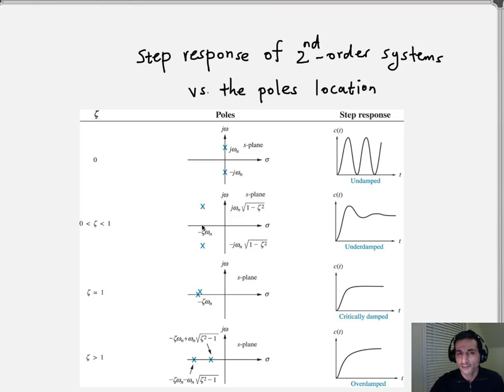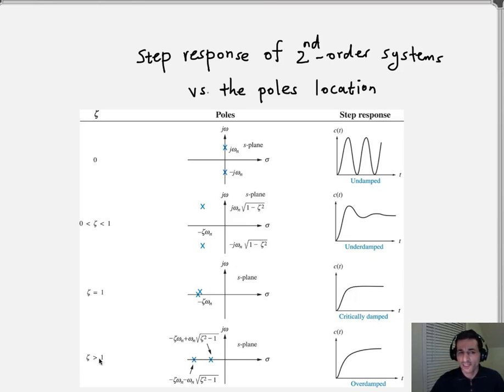The real part of both poles is negative zeta omega n, and the imaginary part is going to be plus minus omega n square root of 1 minus zeta squared. This is an underdamped case where you're going to see an oscillating response, but the oscillation is going to eventually die out, and the response is going to reach steady state. When zeta is equal to 1, you have a pair of real poles located in the s-plane like this, and the response is going to look like this. It will eventually reach a steady state with no oscillation.